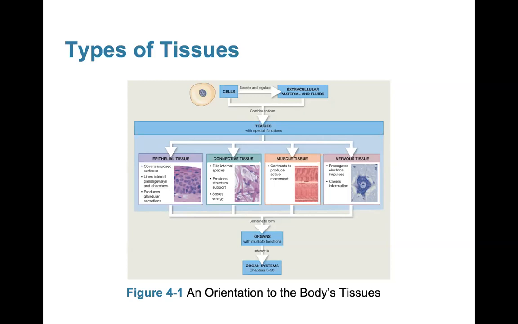Finally, the fourth type of tissue is nervous tissue. This will propagate electrical impulses as well as carry various information to and from the central nervous system. These four different types of tissue will come together to form organs with multiple functions. And they will interact within organ systems, which is what we're going to talk about in chapters 5 through 20 here, starting to get into the various types of organ systems.